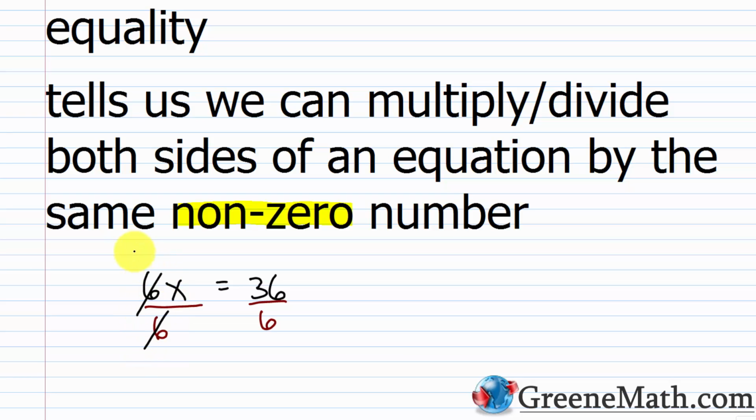So this cancels with this and becomes 1. 1x is just x. 36 divided by 6 is 6. And of course, if you want to check this, if I plugged a 6 in for x there, 6 times 6 is 36. You'd have 36 = 36.